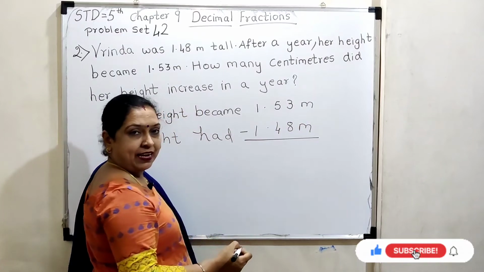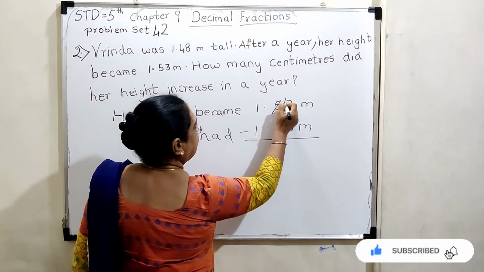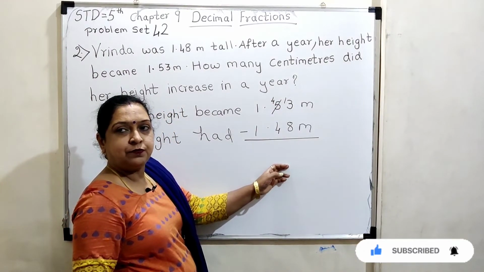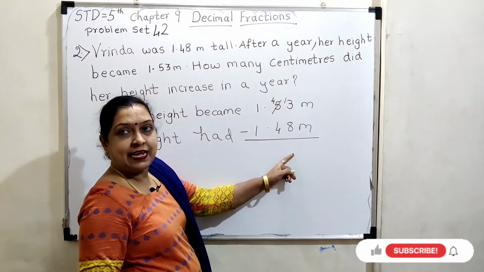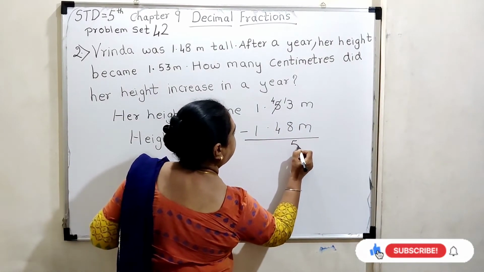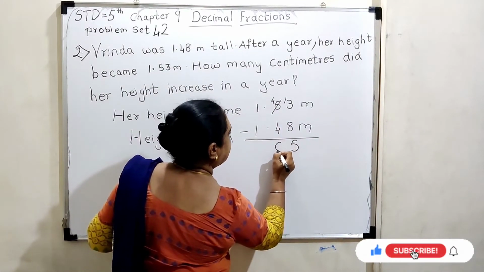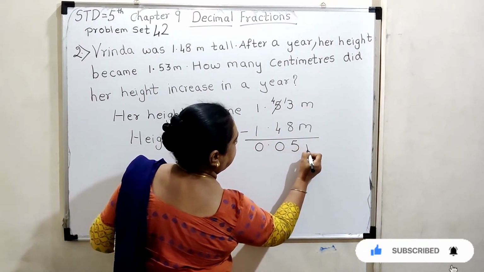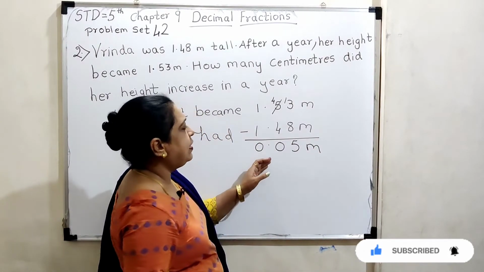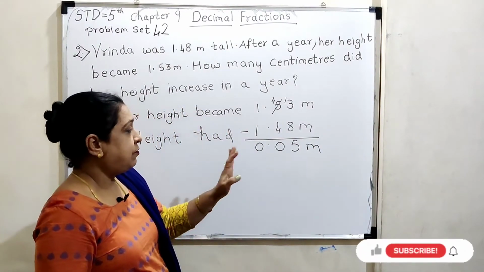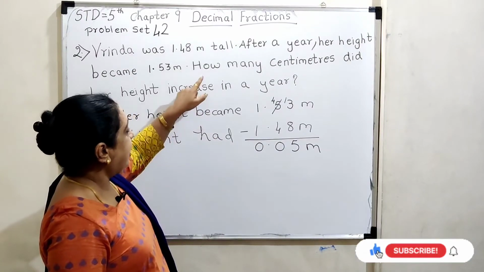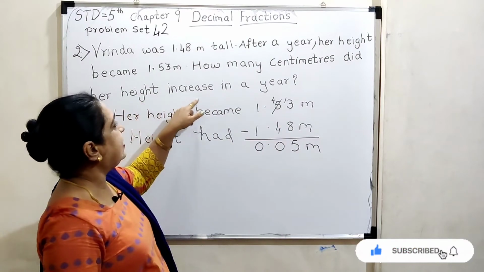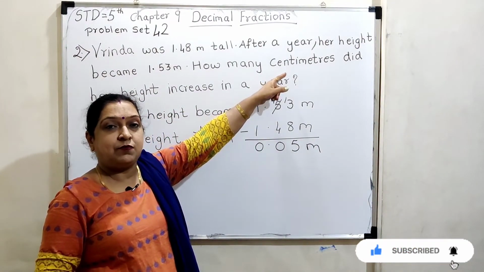From 3 we can't subtract 8, so we'll borrow from here. Here 4. 13 minus 8 is how much? 5. 4 minus 4 is how much? 0. 1 minus 1 is how much? 0. So 0.05 meters. Okay, we got this answer. But they have asked how many centimeters did her height increase in a year. They have asked in centimeters.